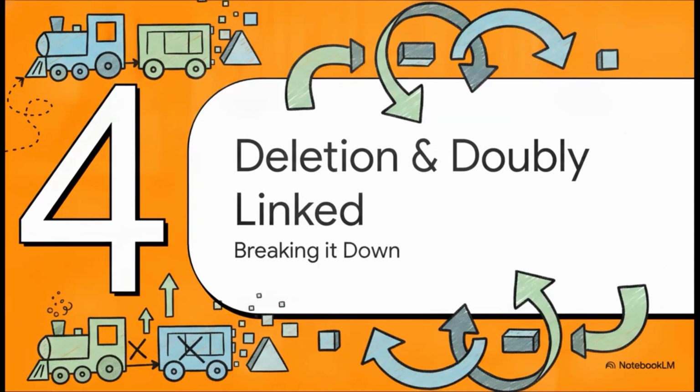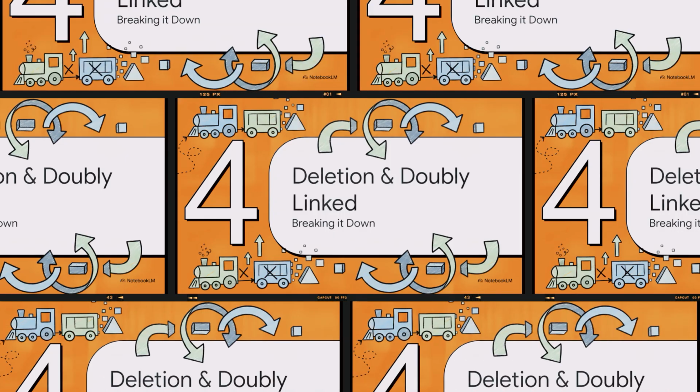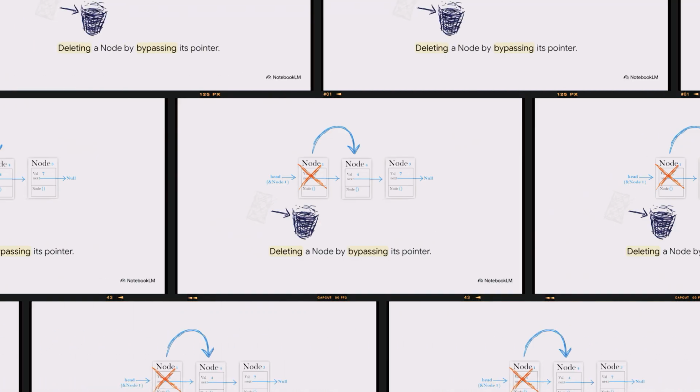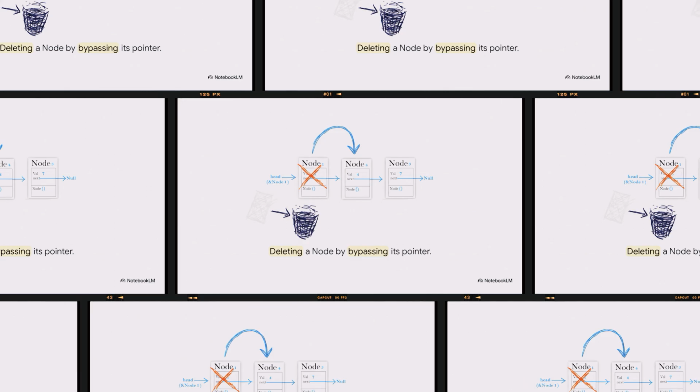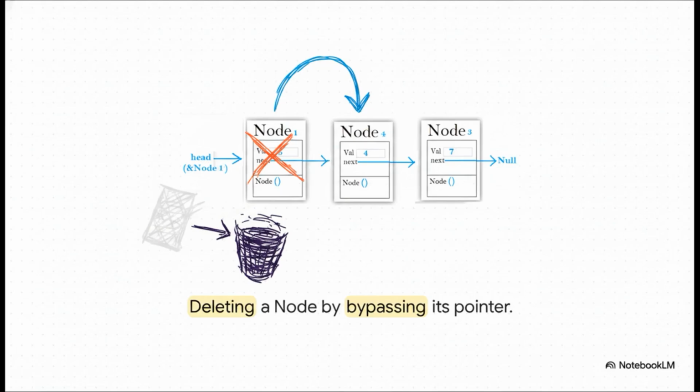All right, on to our final section, part 4, deletion and doubly linked lists. So, deleting a node, let's say the head node, is kind of funny. We don't actually erase the data right away. We simply tell the head pointer to completely bypass the first node and point directly to the second node in the chain. The old head node is unceremoniously cut off, left floating in the void until we use the delete command in C++ to permanently banish it from memory.